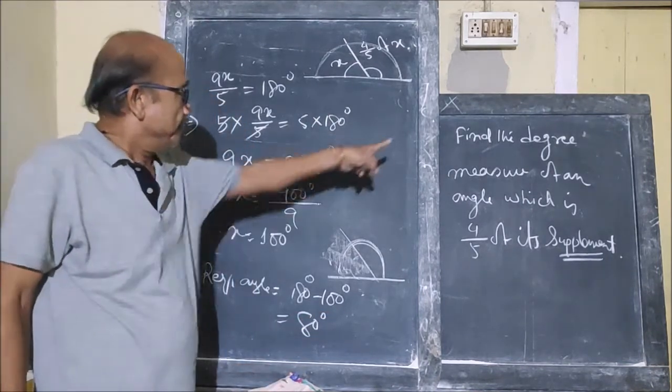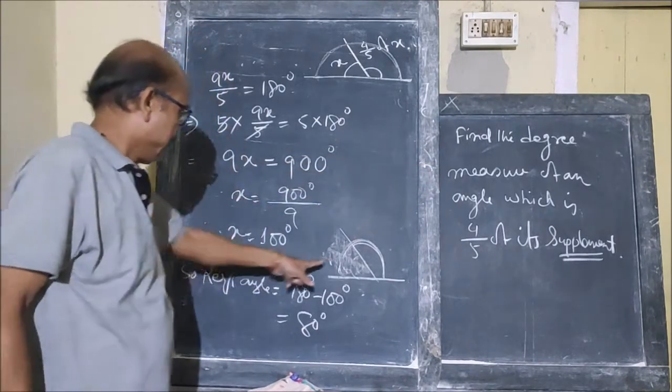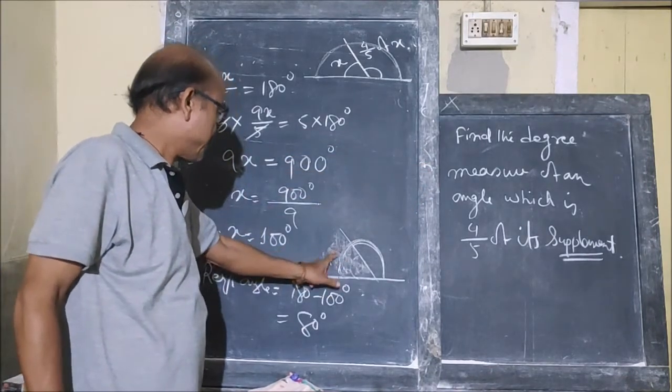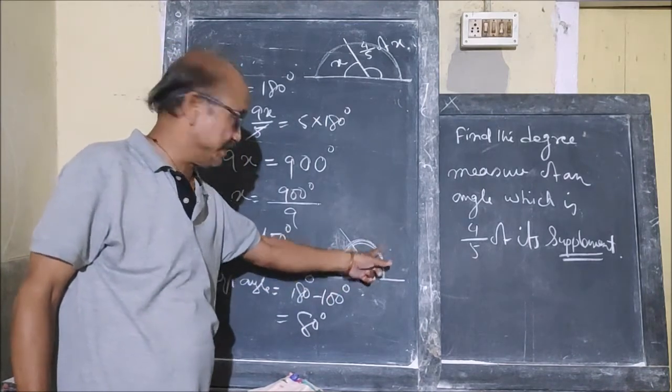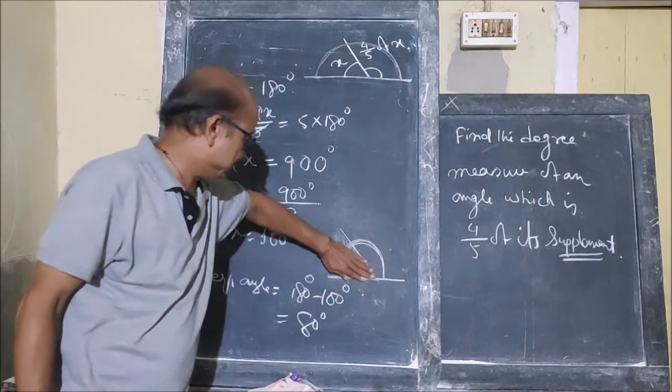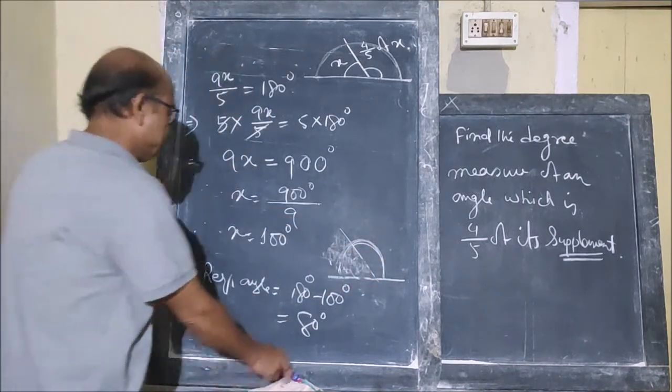Because we have to find the degree measure of an angle. One angle, the supplement angle, is 100. And we have to find the other angle, which means 180 minus this 100. That is 80 degree. It is the required angle.